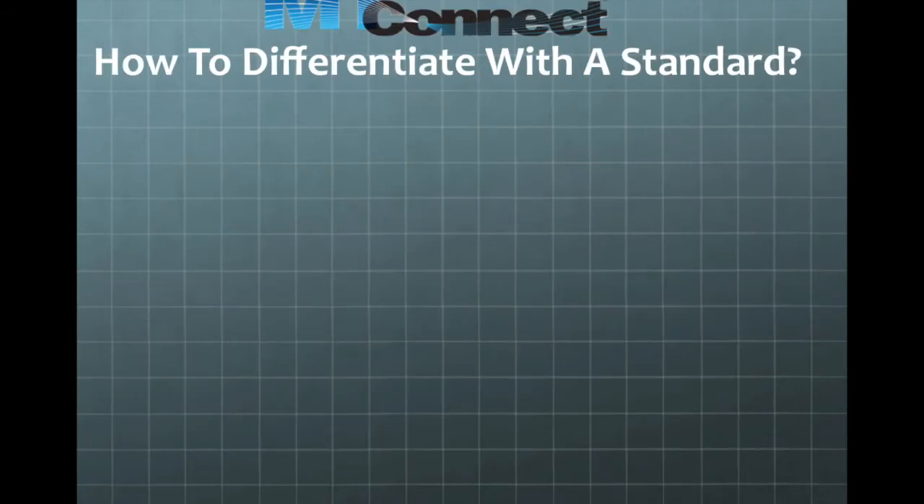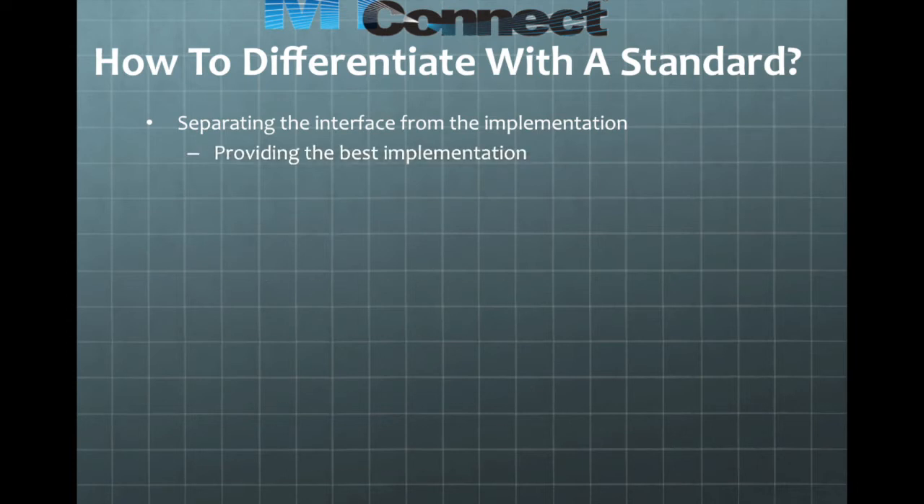One of the questions that comes up when I speak with different companies is, well, how do you differentiate with a standard? Isn't this just me too? And it's a valid question. And so one of the areas to think about is the difference between an interface and an implementation. So let's separate those two out. You can differentiate by having the best implementation.